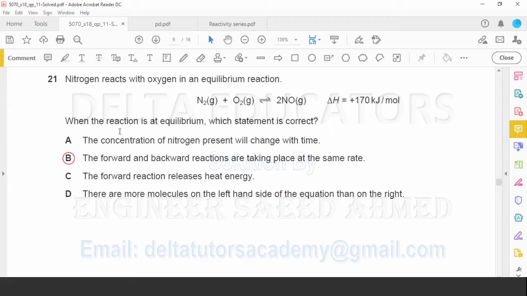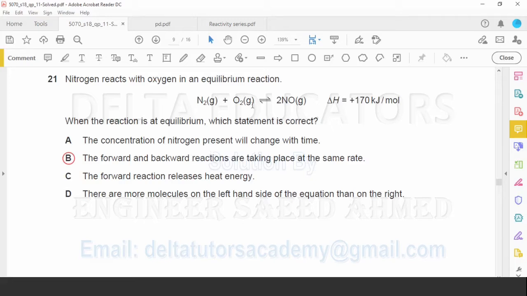Option A, the concentration of nitrogen present will change with time. Here it is given the reaction is in equilibrium. Since the reaction is at equilibrium, the concentration will not change. It will remain the same. So option A is not possible. Option B, the forward and the backward reactions are taking place at the same rate. Yes, it is the correct one.